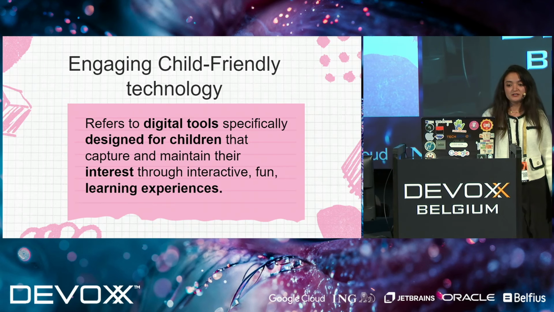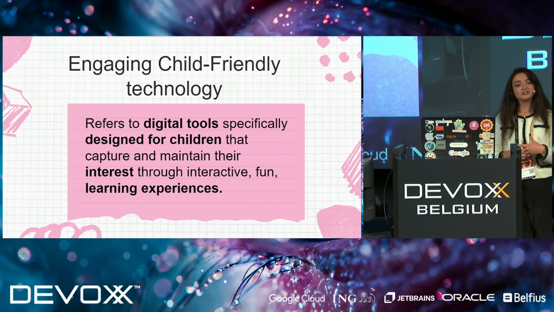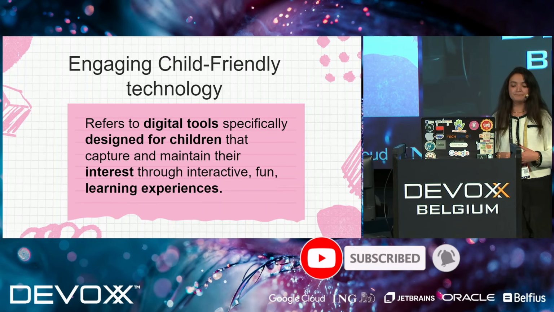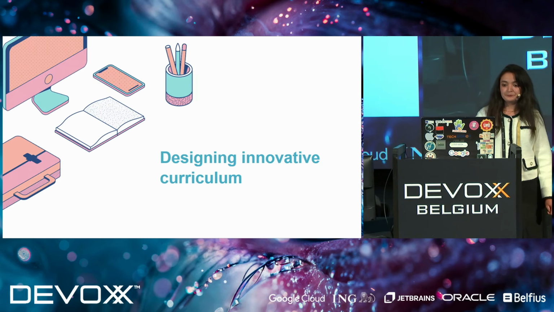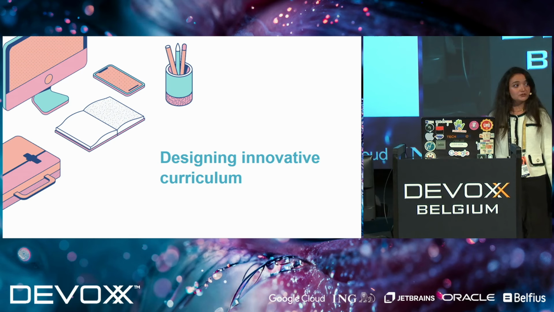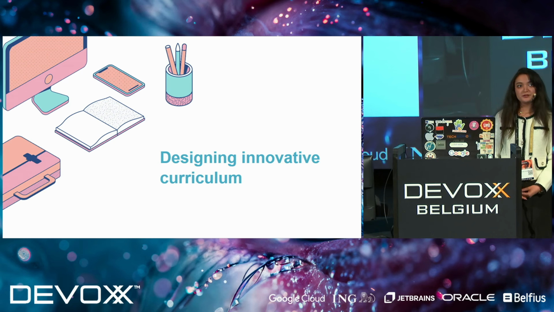And if we sum up everything, when we're talking about engaging child-friendly technologies, we're referring to digital tools specifically designed for children that capture and maintain their attention. But how are we going to make that an interactive, fun learning experience for them? And here is where we talk about child-computer interaction. As software engineers, you might have also heard about human-computer interaction. So child-computer interaction is a subdomain of that. If you're interested as a parent or educator or just a software engineer who also wants to inspire the next generation to pursue a career in STEM, you may want to keep these points in mind.